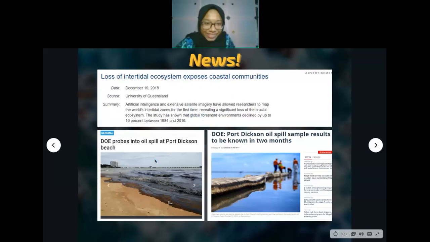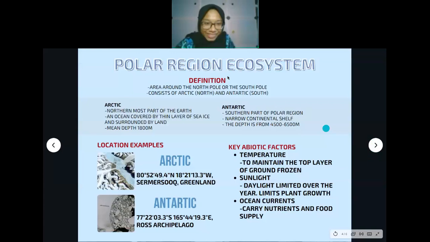So the next box is about the DOE, or Department of Environment, which gave a statement about the oil spill at Port Dickson during 2020. It says here that it takes 2 months to sample the oil spill from Port Dickson, to see the impact of the oil spill to the area. So this is one of the major disasters that once happened in Malaysia, about the intertidal communities. So that's all from me.